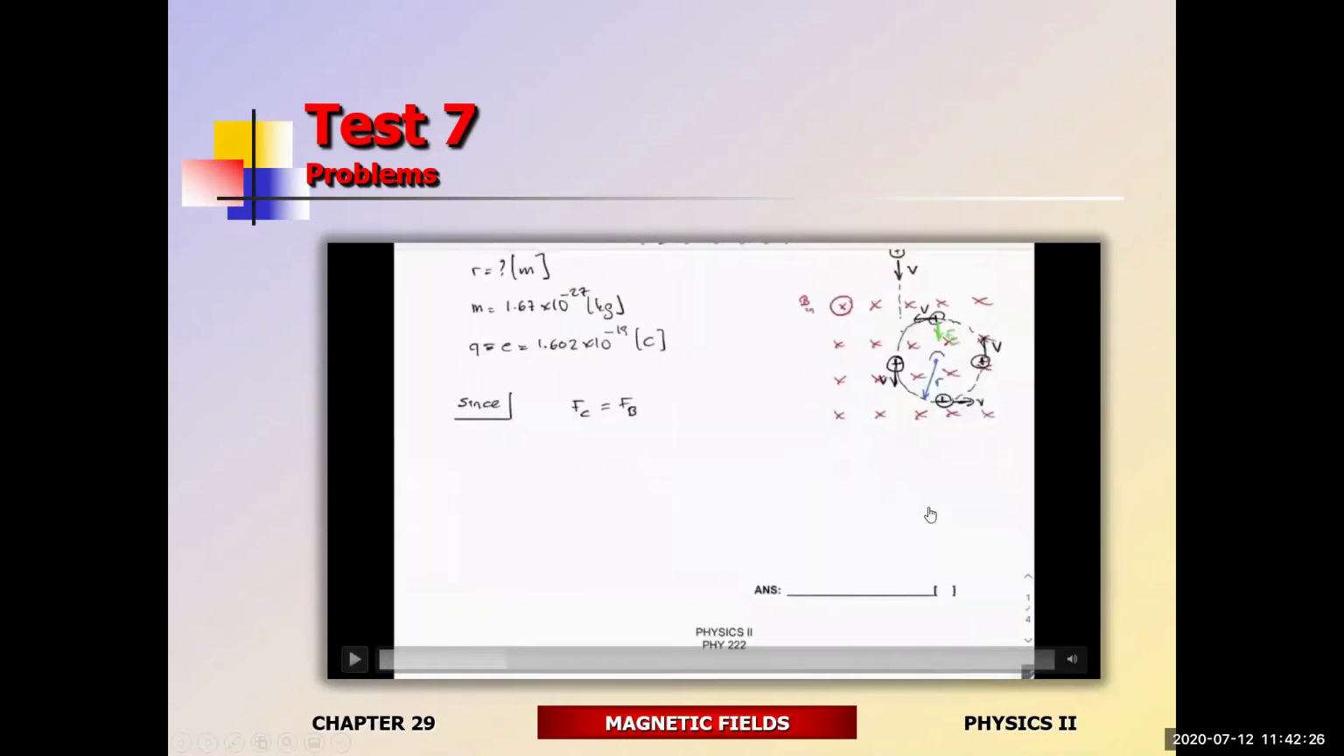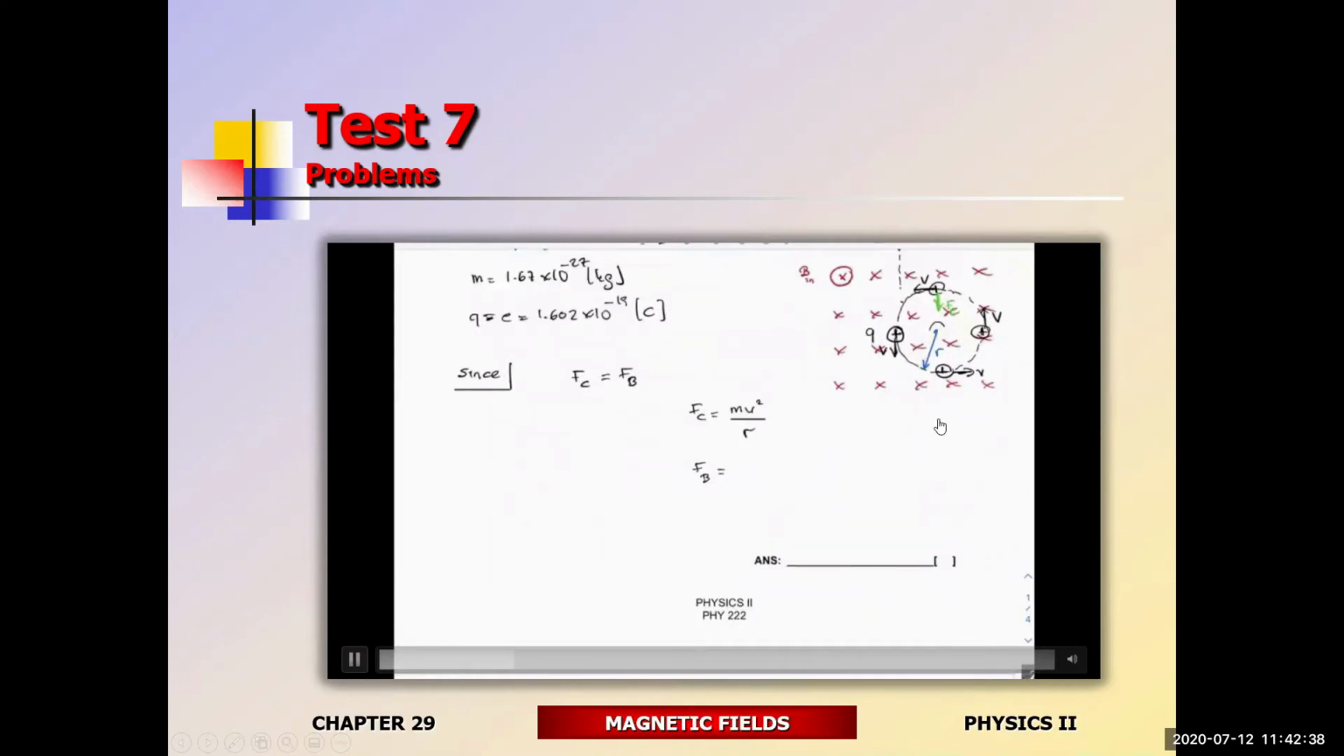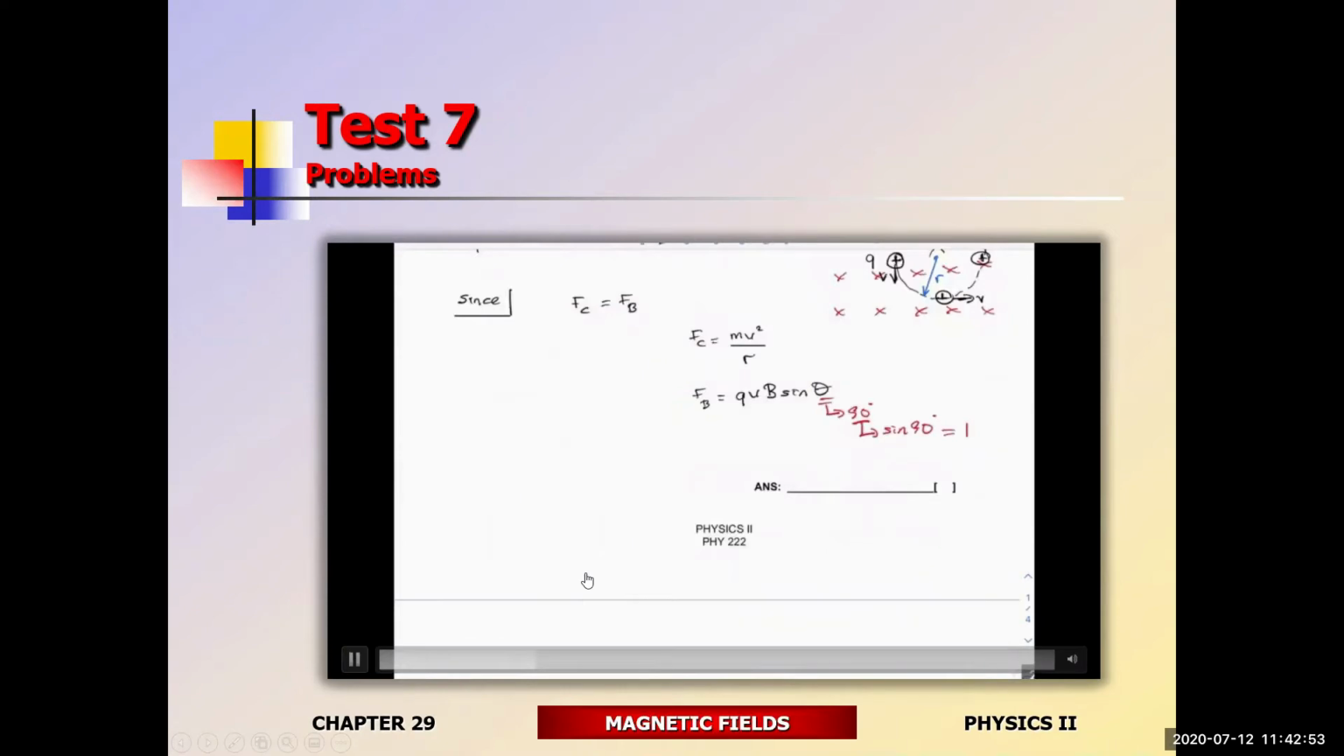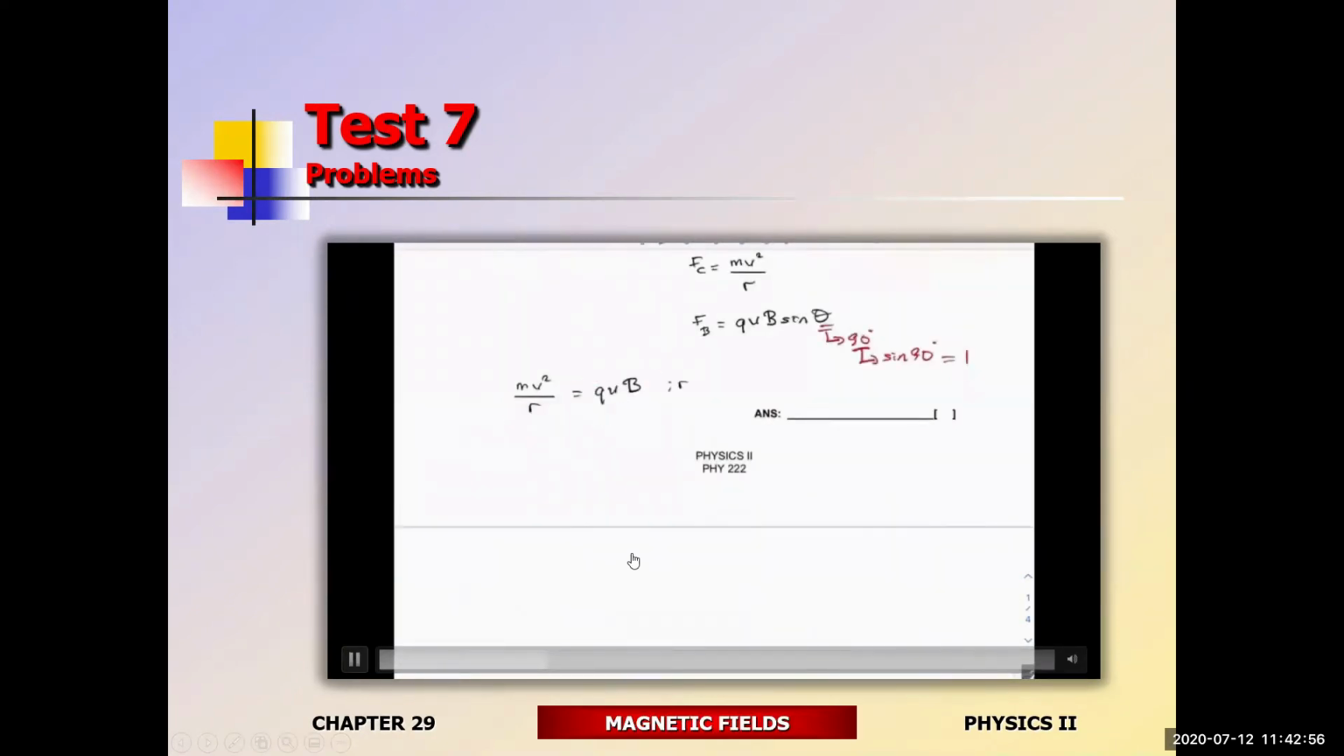So what do we know? This is circular motion, so we know that there's centripetal force, which in this case is the magnetic force. Here's the centripetal force formula. Here's the magnetic force formula. The angle is going to be 90 degrees between the velocity vector and the magnetic field, so sine of 90 is 1. We do a back substitution for those equations and solve for R. All right, so get rid of the like terms.